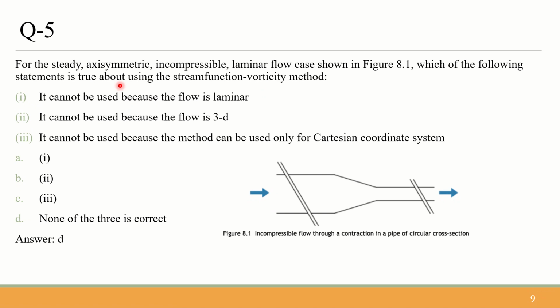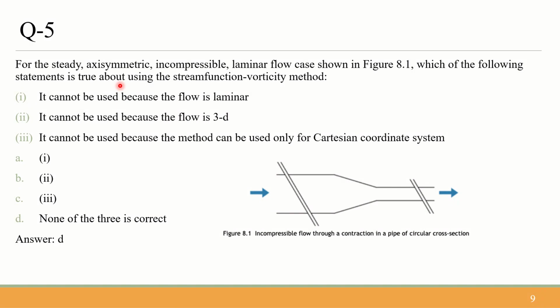First of all, the flow is 3D, but we are dealing with an axisymmetric system. So here we can reduce it to a two-dimensional problem. So it can be used in this particular case. Because it is mentioned axisymmetric, we are dealing with only a two-dimensional case. Although we are using the stream function vorticity approach in this problem, we can reduce it to our desirable approach because it is an axisymmetric problem. So the second statement is again false because it can be used in this system.